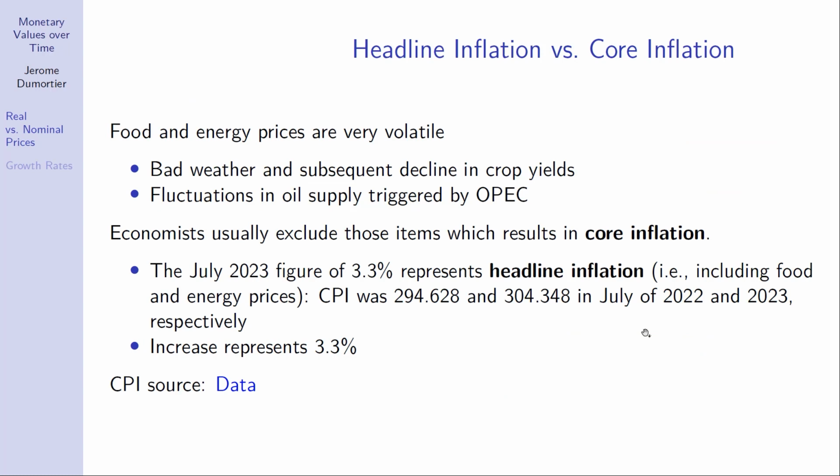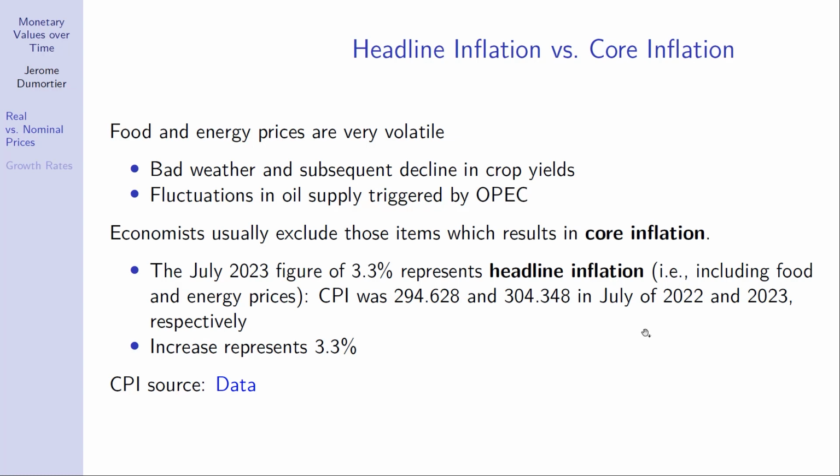Now, I have mentioned issues with the consumer price index before, and there's an additional issue that economists pay attention to, and that is related to food and energy prices. Usually, food and energy prices are very volatile. Think about bad weather and the subsequent decline in crop yields that may actually increase food prices, or there could also be fluctuations in the gasoline price triggered by changes in the oil supply.